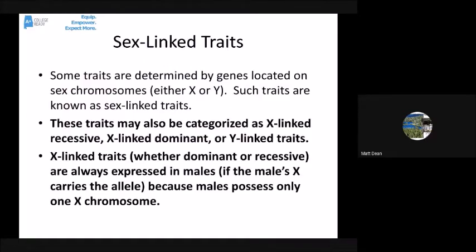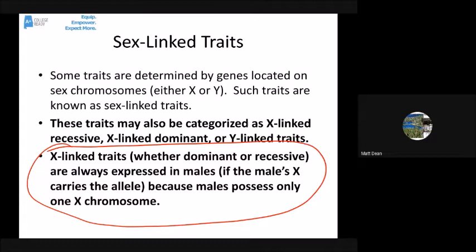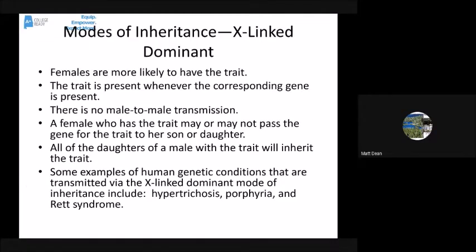Let's move on and talk about sex-linked traits. And again, these are traits that are determined by genes located on the sex chromosomes, usually either the X or the Y. We're going to talk about X-linked and Y-linked. X-linked are the ones we talk about most of the time, because the X is a normal sized chromosome with lots of important genes on it, whereas the Y is really small and only possesses just a few genes. So let's start off by talking about X-linked dominant traits.